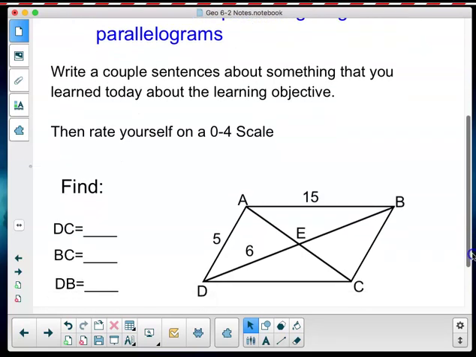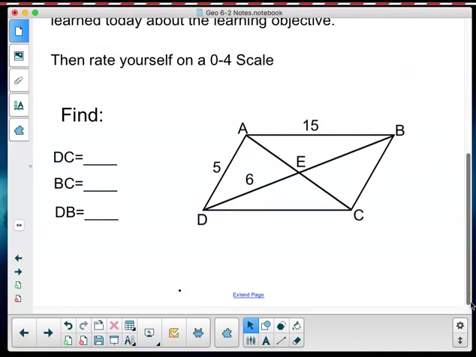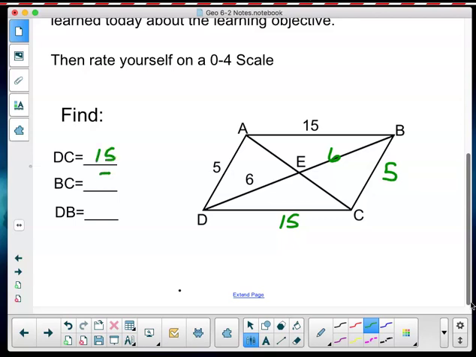But before you go, find those 3 things. Go. Okay? Hopefully you recognize that this is 15, this is 6, and this is 5. Straight up, those things are there. So DC should be 15. BC should be 5, and DB should be 12.